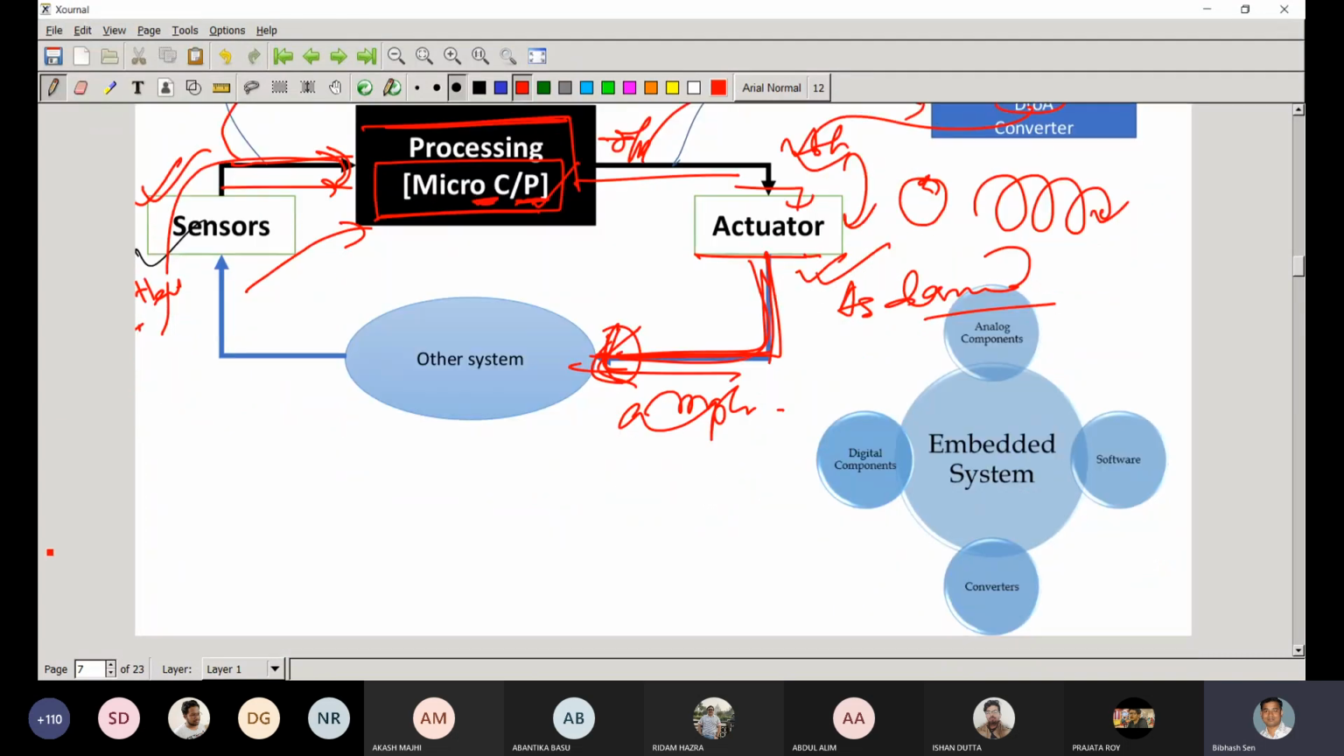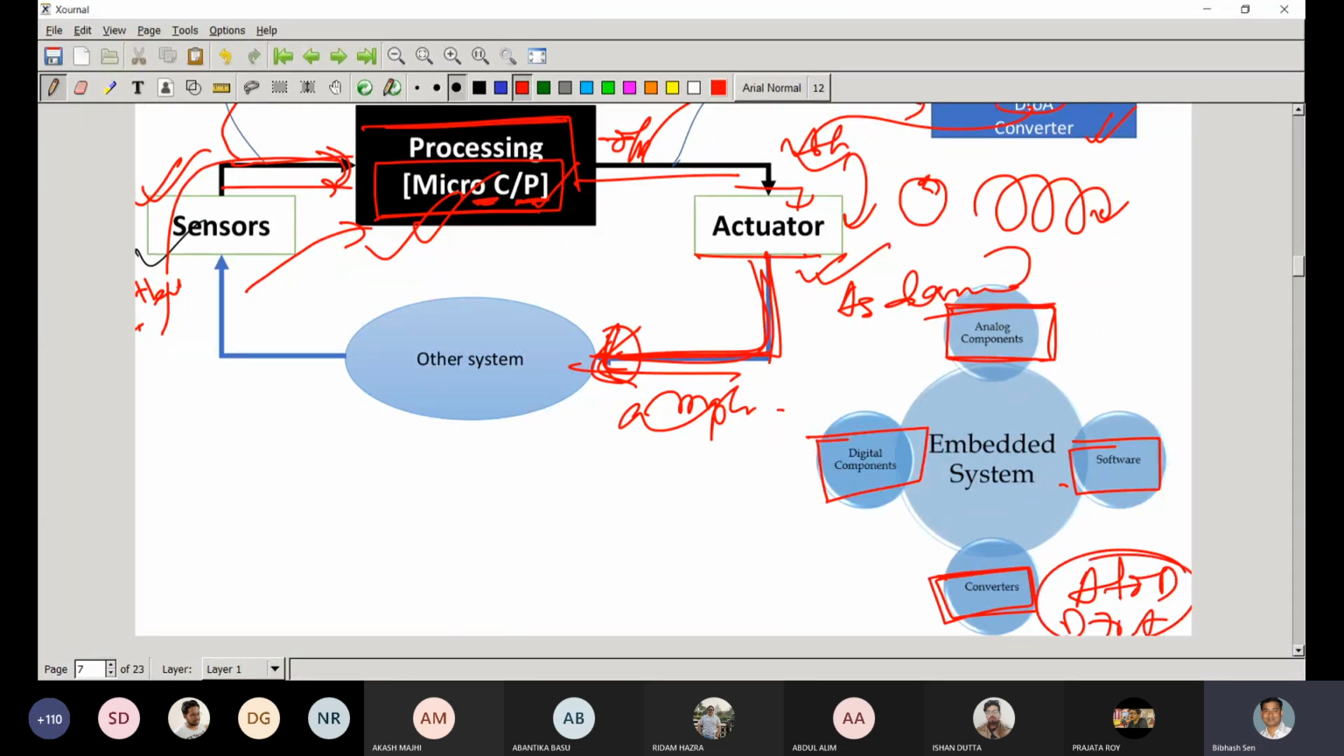Mostly, if you notice clearly, you'll find that an embedded system has some analog components. It can have some digital components. It has some software, and it has some converters. Converters are needed for this purpose, because when we interact with the real time environment, some analog signal should be converted to digital to be processed by our processing unit. So that's why the converter is essential. And also, continuous analog to digital or digital to analog conversion is happening in this part.